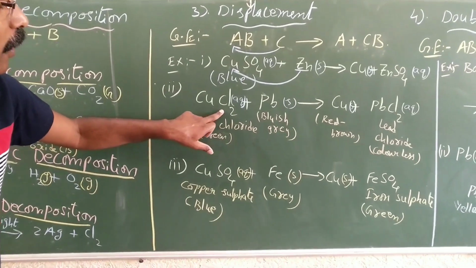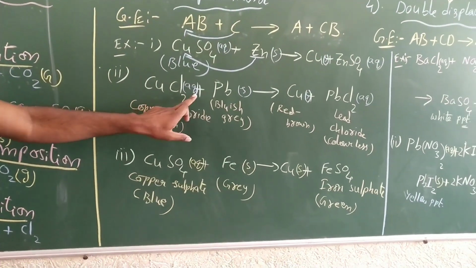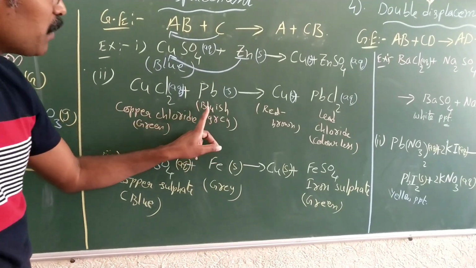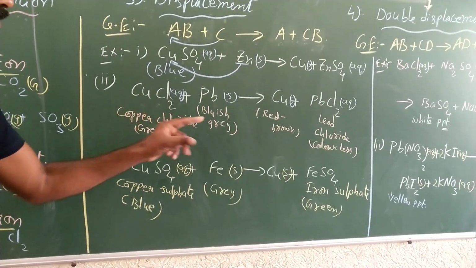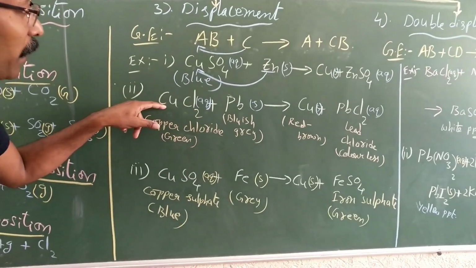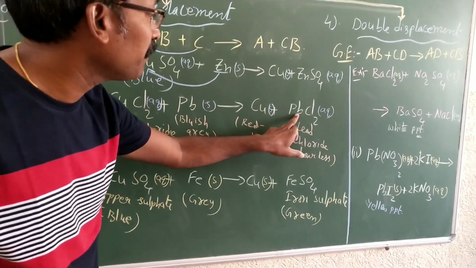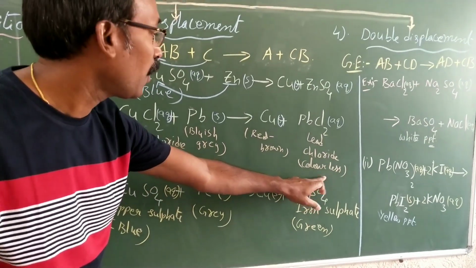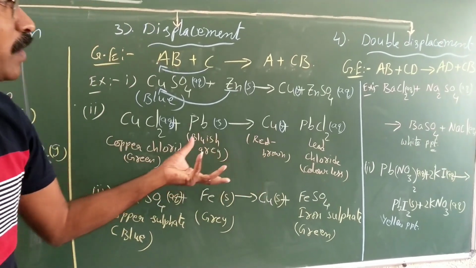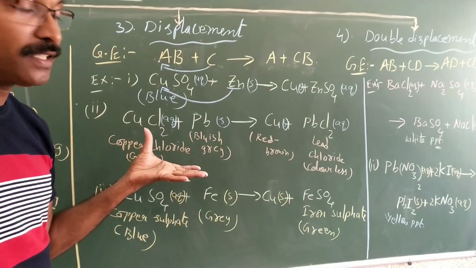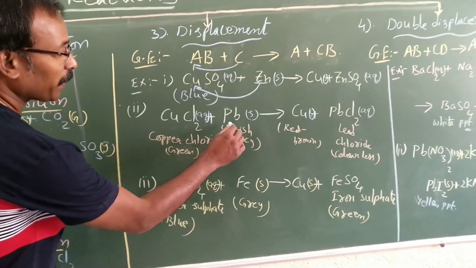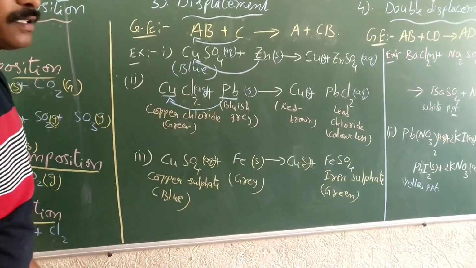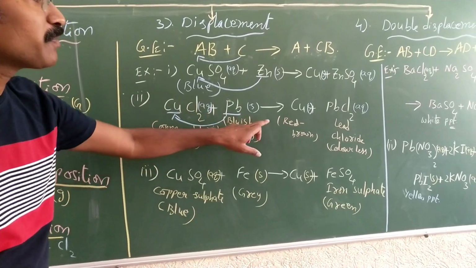If you take copper chloride aqueous solution and drop lead into it, the lead, which is a bluish gray color, displaces the copper and settles in its place. It gives you lead chloride, a colorless solution. And this copper is a red brown color. We know the copper color very well. So here the copper is displaced by lead. That's why it is a displacement reaction.